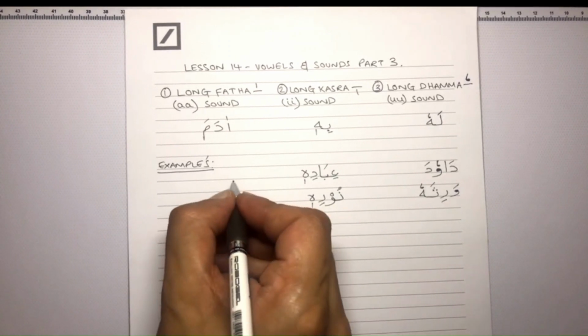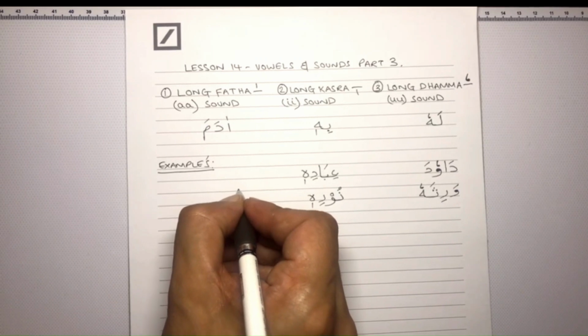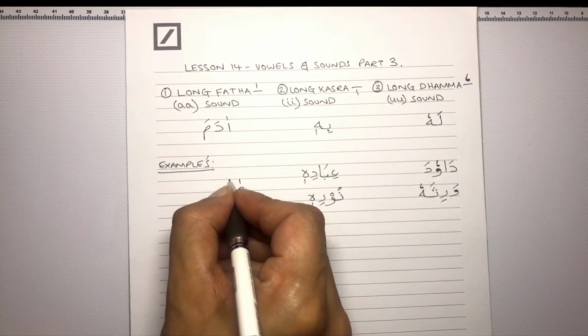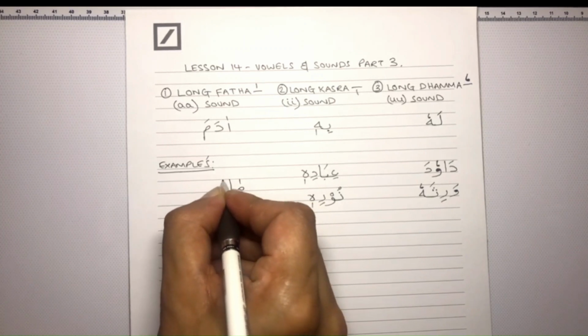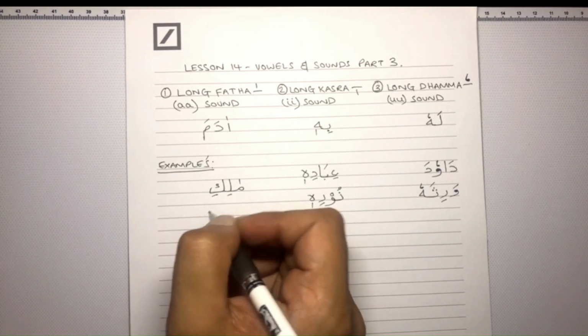And some examples for the long fatha over here. So mim with the long fatha. So it's going to be maa. Lam with the normal kasra. Kaf with the kasra underneath it. Liki. So it's going to be maliki. Maliki.